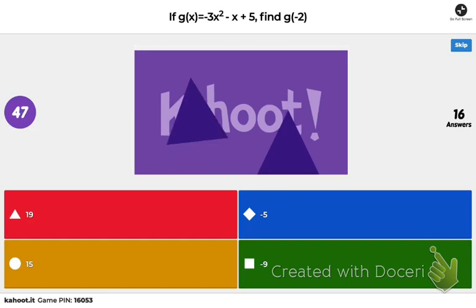Lightning smart? I don't know, lightning smart?